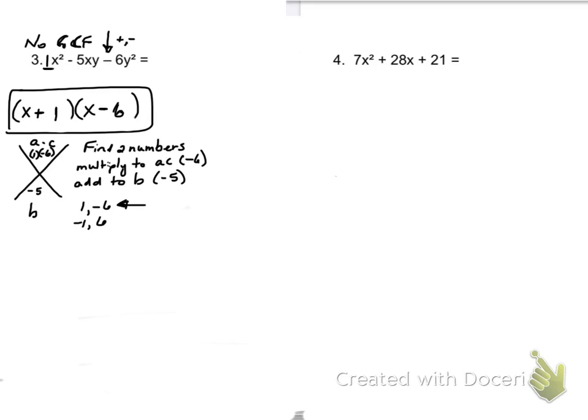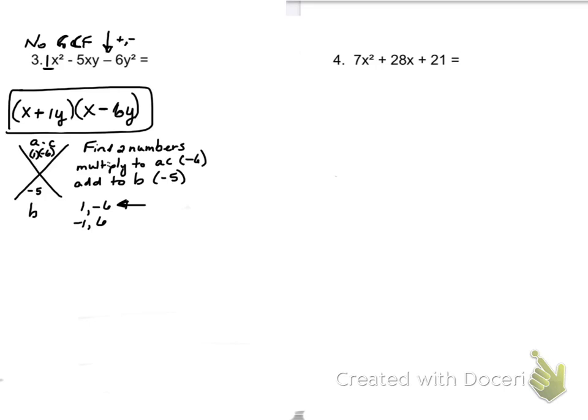Now, the only thing that's missing that I haven't included is, where did that y come from? Okay, we've got to deal with that y. Well, how do I get y squared? Y times y, right? So I'm going to put a y here by the 1 and a y here by the 6, okay? So let's FOIL this just to double check and make sure it gives us our correct answer.